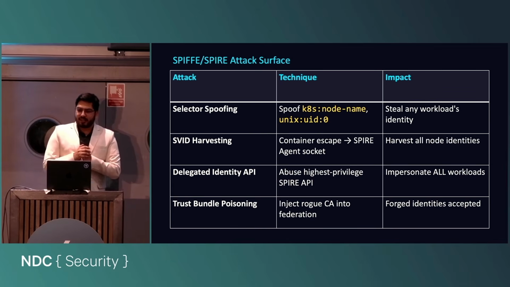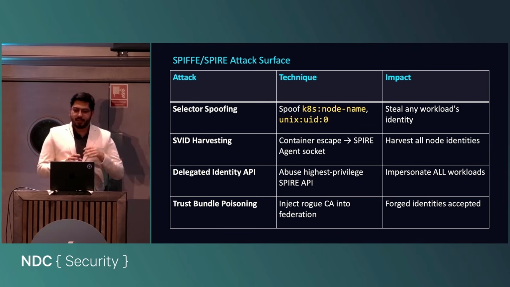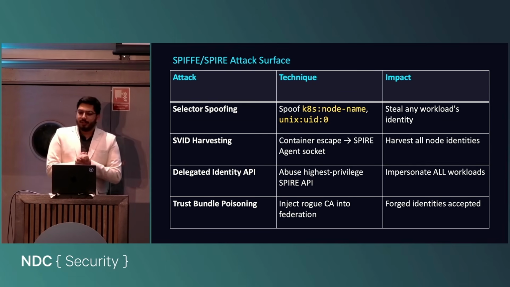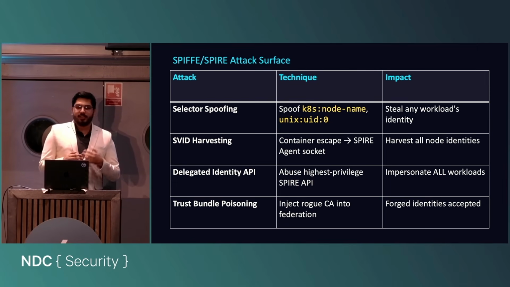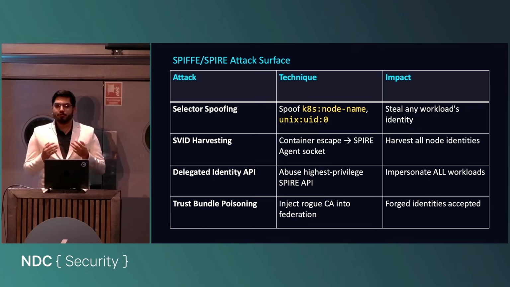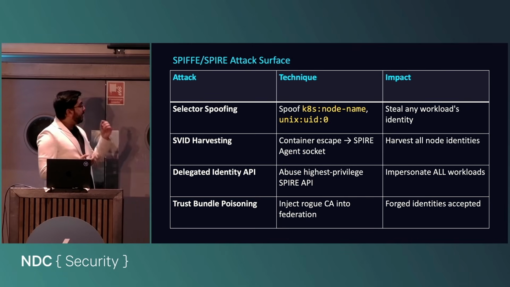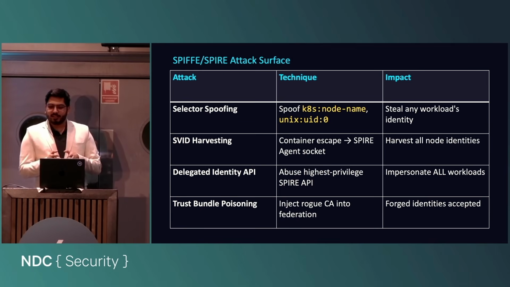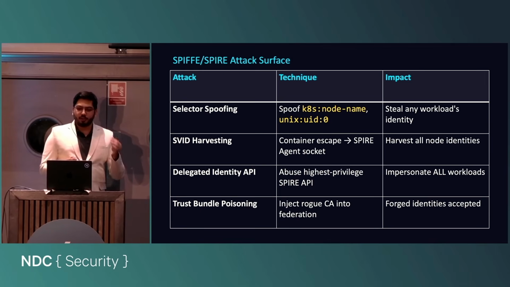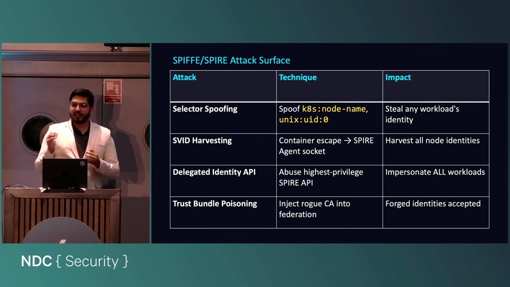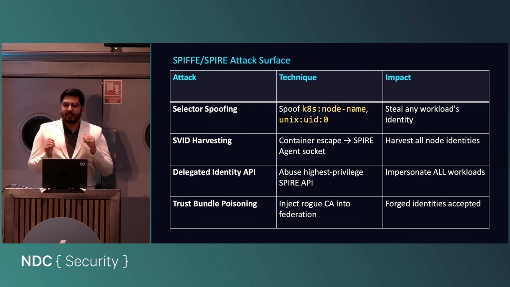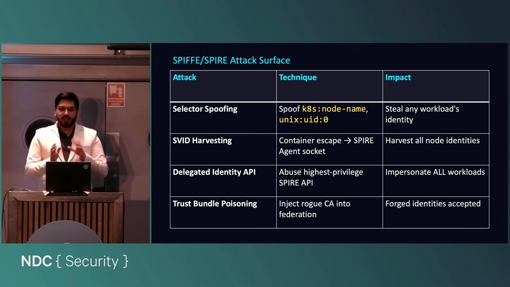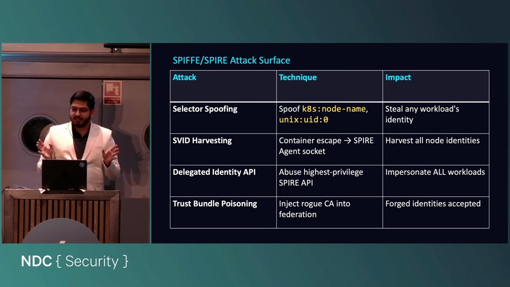So for the SPIFFE SPIRE attack surface, there are primarily four patterns to know. First, selector spoofing. SPIRE is the server that generates the SPIFFE SVIDs. SPIRE uses selectors, that's your process UID, your Kubernetes pod name, Docker labels, to decide who gets which identity. Some selectors such as the K8s node name are trivially spoofable. Second is harvesting. The SPIRE agent exposes a Unix domain socket. If you escape a container and reach that socket, you can basically harvest every workload identity on the node. Third, delegated identity API abuse. Workloads authorized for this API can impersonate every other workload the agent manages. It's kind of like the master key itself.